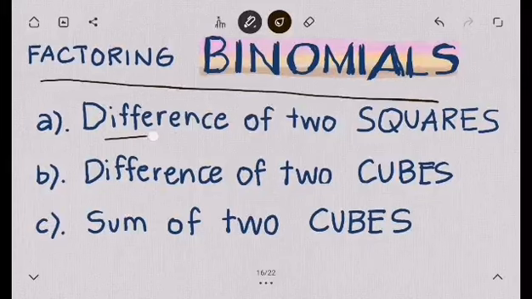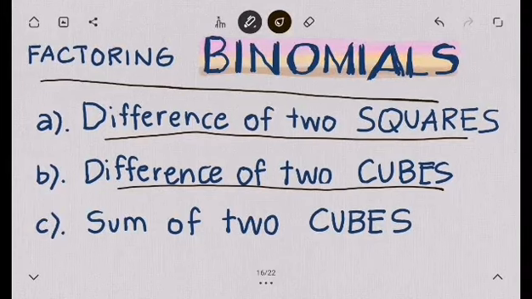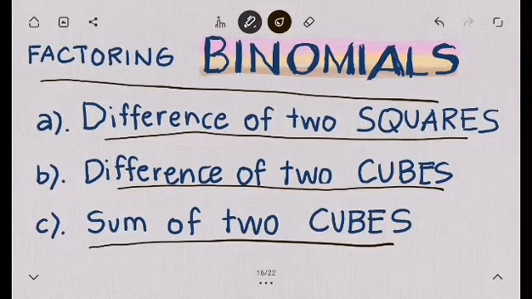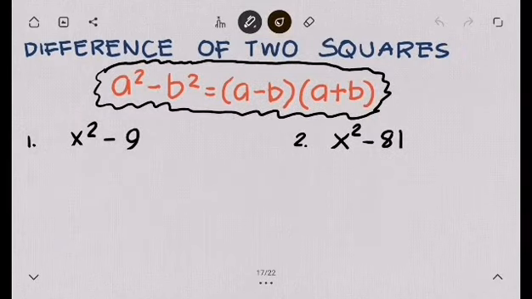So yung una ay difference of two squares, yung pangalawa ay difference of two cubes, at yung pangatlo ay sum of two cubes. So in this case, ito yung factoring na meron tayong sinusundan na pattern. Sa aking palagay, ito yung pinakamadaling paraan ng factoring. Ang importante lang dito sa lesson na ito ay ma-identify natin kung ang given ba ay applicable gamitan ng mga patterns.